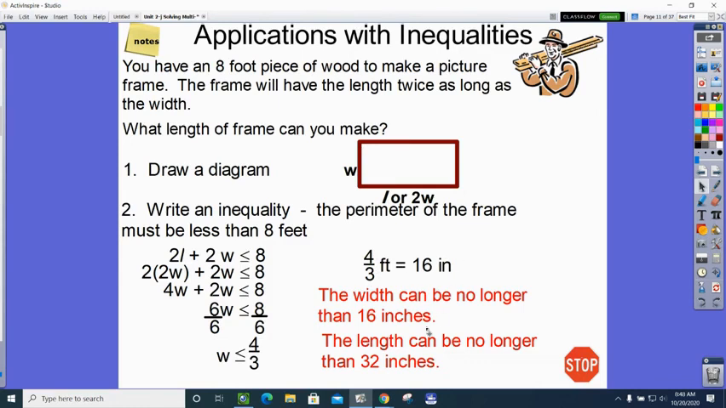And those dimensions would give you the most use of the 8 feet of wood. So in this particular case, unlike our equations, we don't have to check our answer, because you could have a width smaller than 16 and a length smaller and have more scrap, basically. So there are more answers than just this one, but this is your biggest.